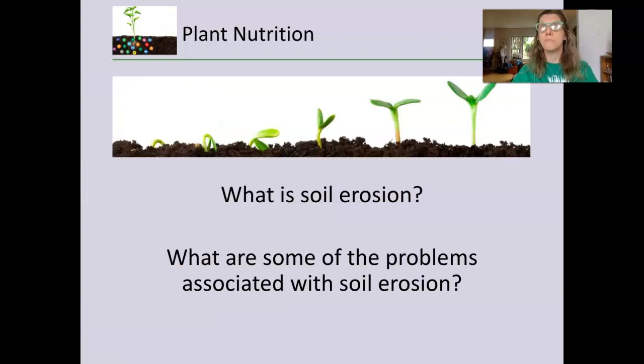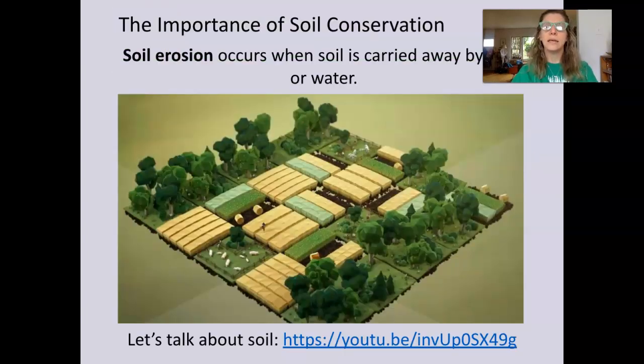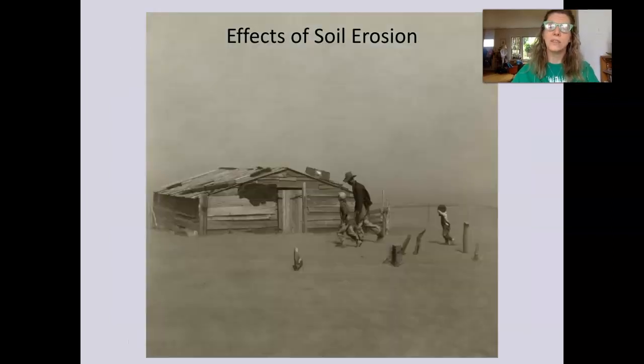When we talk about the importance of soil, we should also be talking about soil erosion and the problems that are associated with soil erosion. There's a lot of work now on soil conservation, specifically because we have such a problem with soil erosion. And soil erosion occurs when soil is carried away by wind or water. You know, we've been having a lot of floods in the last decades or so, or just in general for a long time, but increasingly more so. And we've had a lot of different kinds of windstorms. And so that affects soil.